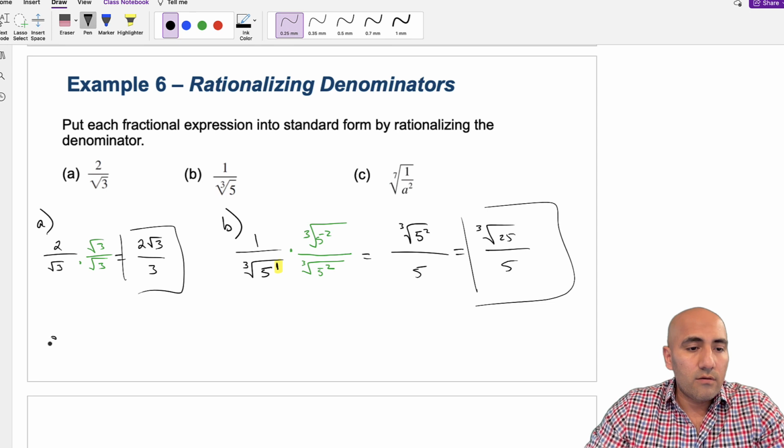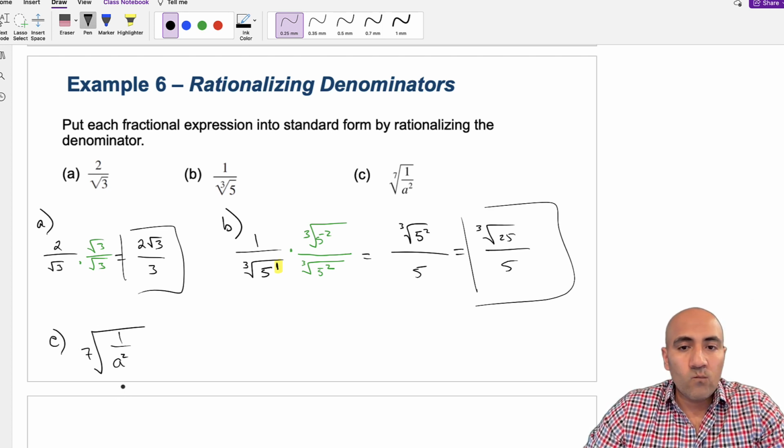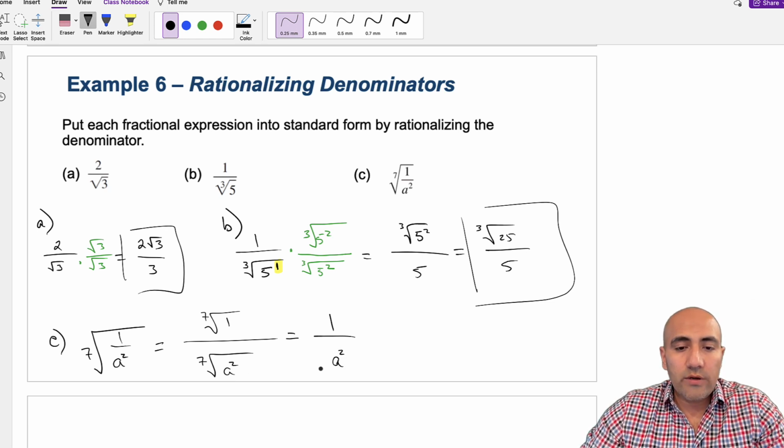Okay, so this one was A, this one is B, so let me put C down here. C, and so we have 1 over a squared, and then we have the 7th root of that. Okay, so this one's tricky. This one is going to be the same thing as the 7th root of 1 divided by the 7th root of a squared. The 7th root of 1, well, that's just 1. That doesn't do anything. And now this guy, we're going to have to work with that. The 7th root of a squared.